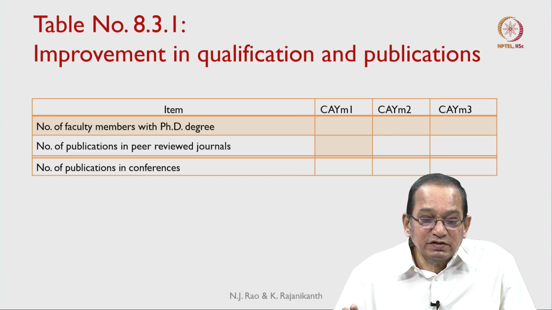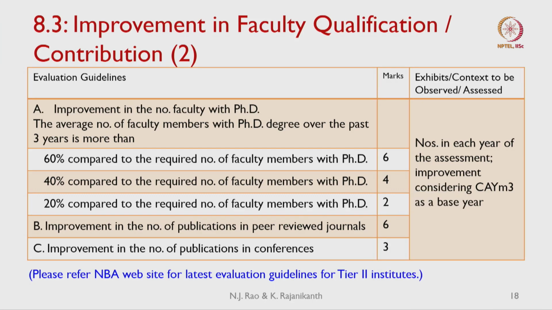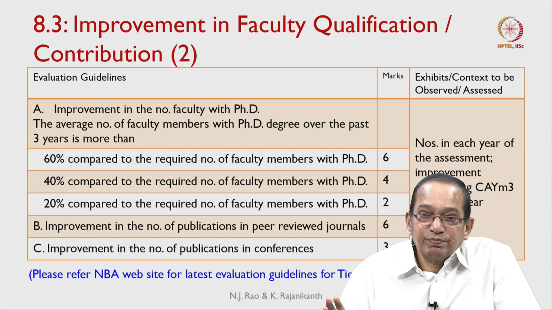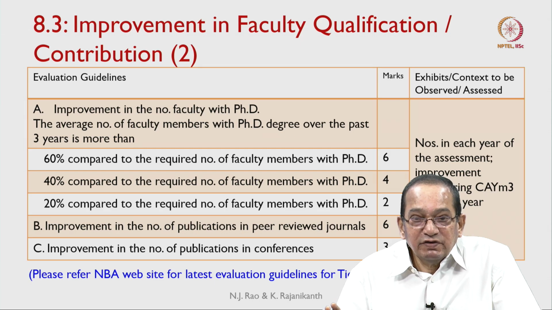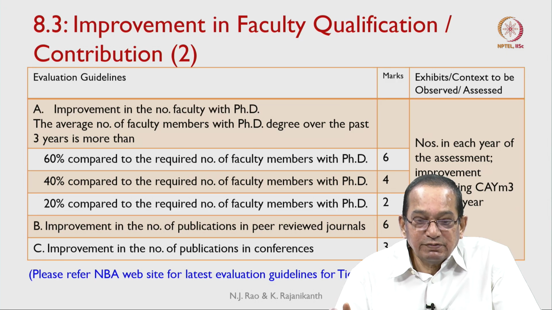So, this information must be provided and the evaluation is based on the improvements. So, we look at the improvements in all these parameters, faculty qualifications, contributions, etc., over a 3-year period. For this purpose of looking at the improvement, we consider CAY minus 3 as the base year. So, treating that as a base year, what were the faculty qualifications in that base year? What are the publications in peer reviewed journals in that base year?